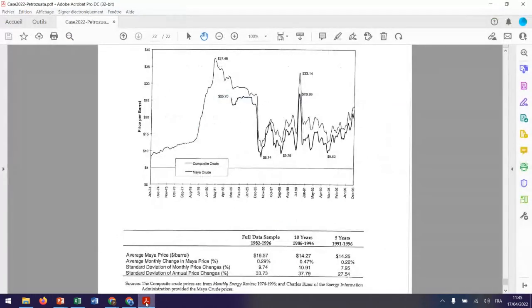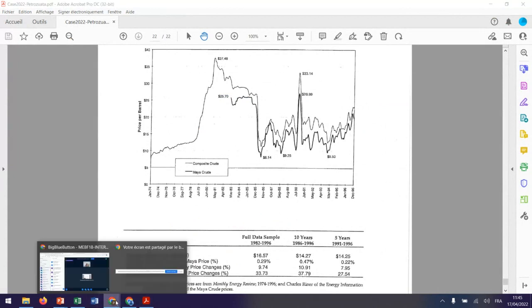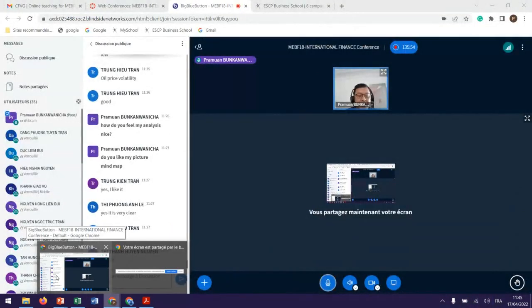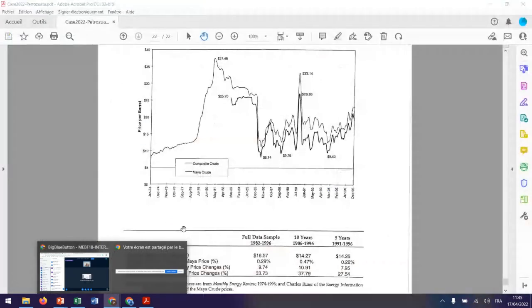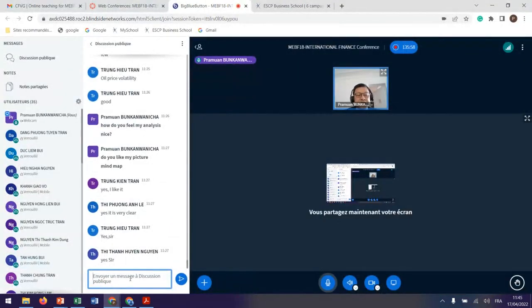You can also do some simulation on the KE, because you can make scenarios on the KE to see how the estimation would change, for example if you change your comparable firms and so on. Okay. Perfect.